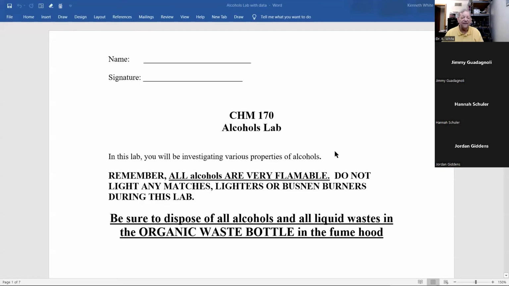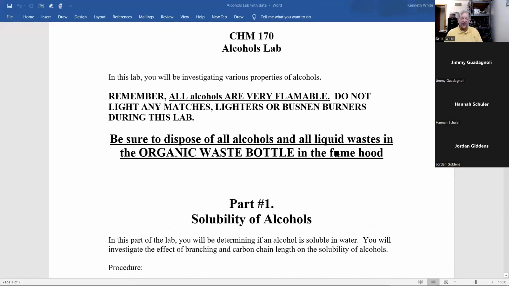It's lab time. Let's have some fun with the lab. And today's lab deals with alcohols. And let's take a look at it. And let me remind you, what is an alcohol?